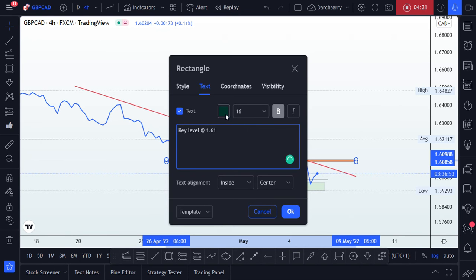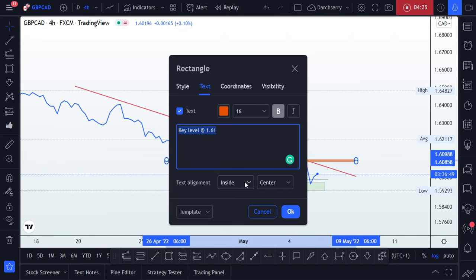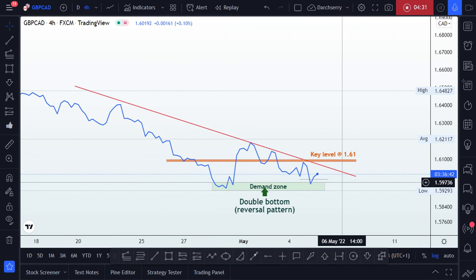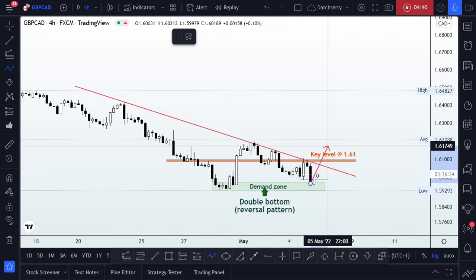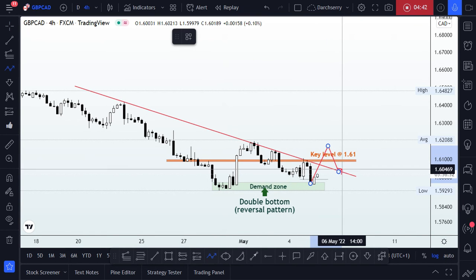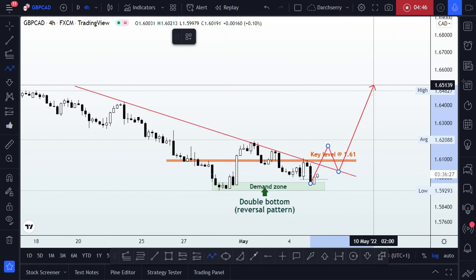and if you label it, we say key level at 1.61. And what does this key level do for us? It guides us into taking an opportunity on the trade. So should it happen that we witness a breakout of this key level and trend line, we look for a retest of structure for confirmation of this reversal pattern fully maturing.